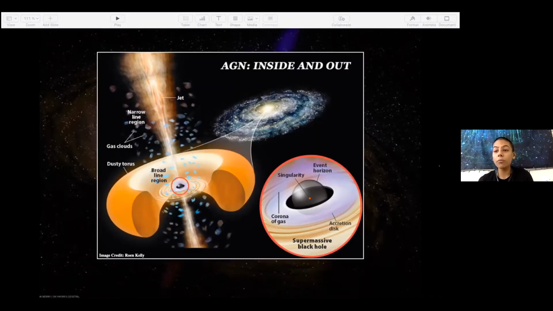At the center of almost all massive galaxies, we have these supermassive black holes. And in a fraction of these supermassive black holes, they are accreting. And in that case, they are called active galactic nuclei, or AGN. And AGN has these different regions. You have the supermassive black hole at the center, then there's this dusty torus around it, you have these radio jets, and all these different regions.